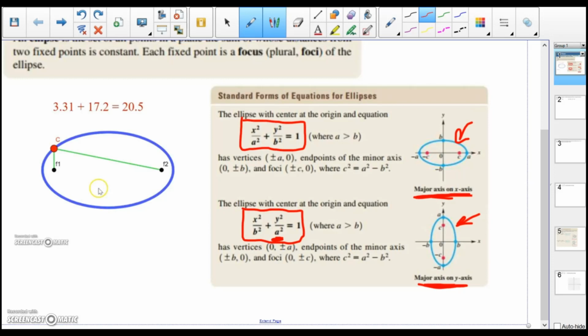So they talk about the foci, and in order to find the foci, we're going to use this equation: c squared equals a squared minus b squared.